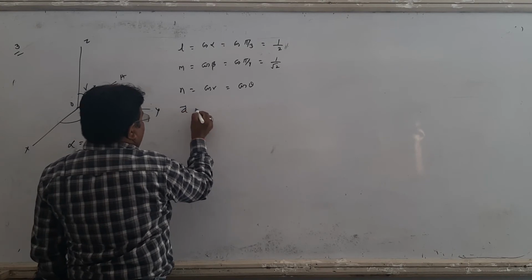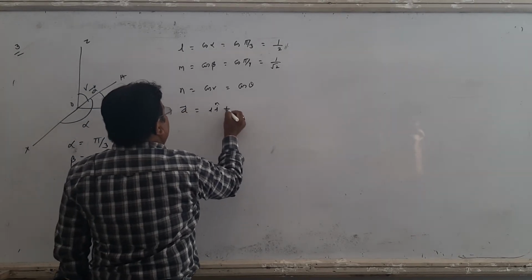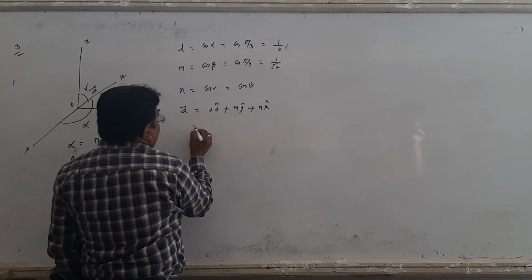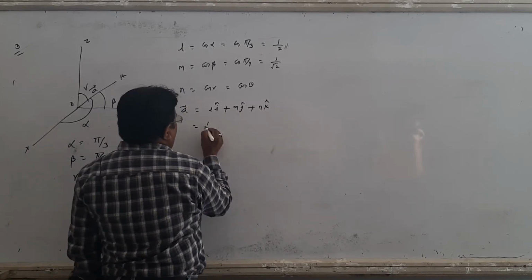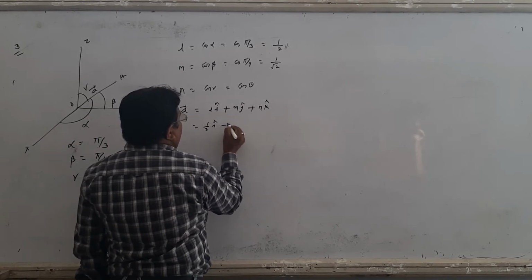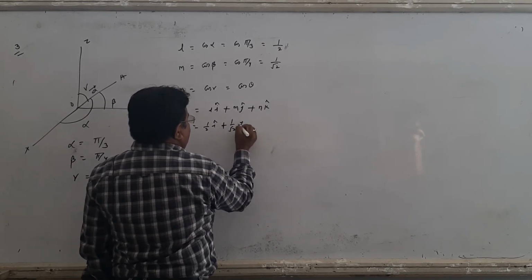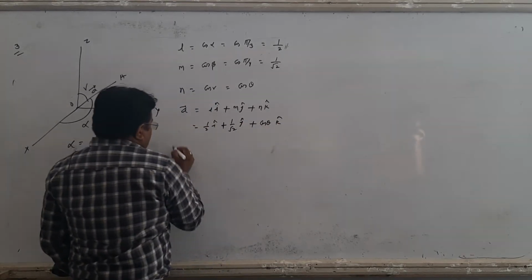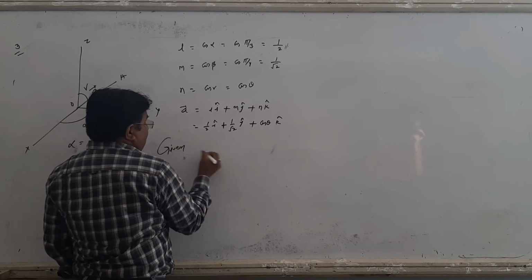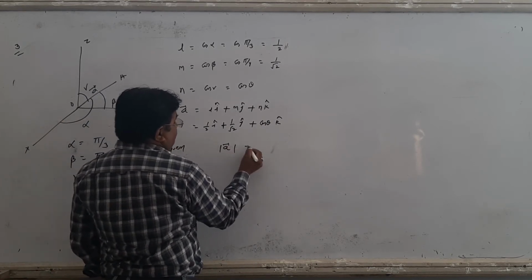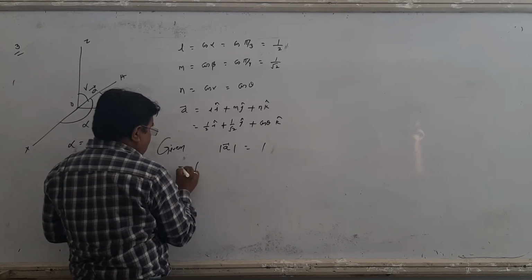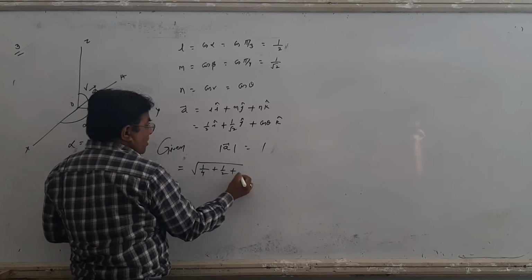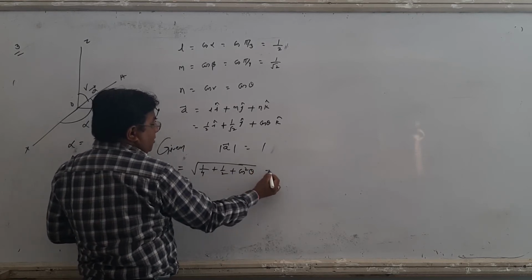So now vector A is l i cap plus m j cap plus n k cap. Right? So the direction cosines give 1 by 2 i cap, 1 by root 2 j cap, and cos theta k cap. Now, according to the question, given vector A is a unit vector, that means magnitude is 1. So under root, square of 1 by 2 is 1 by 4, square of 1 by root 2 is 1 by 2, and square of cos theta is cos square theta.